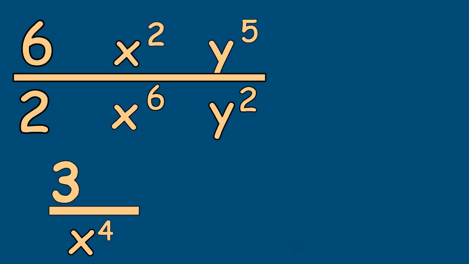The final step is to simplify the y's. If we subtract 5 minus 2, we will get 3. So we have y to the 3rd power on top. So the final answer for this expression is 3y to the 3rd power over x to the 4th power. As with any math problem, take it step by step to make it a little easier to deal with.